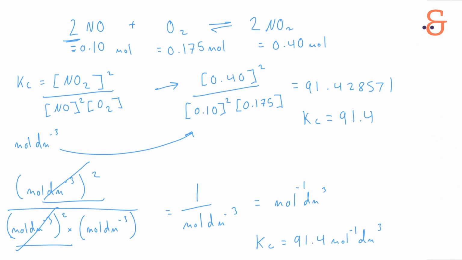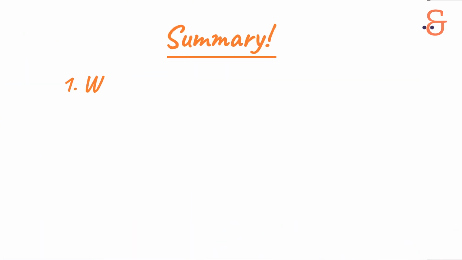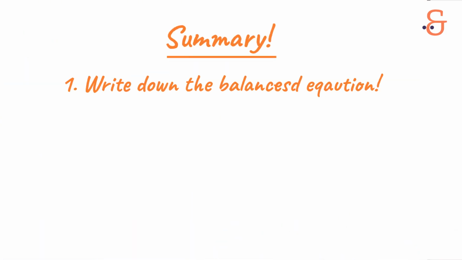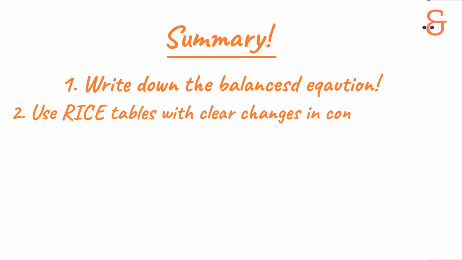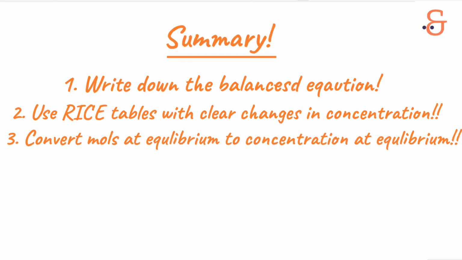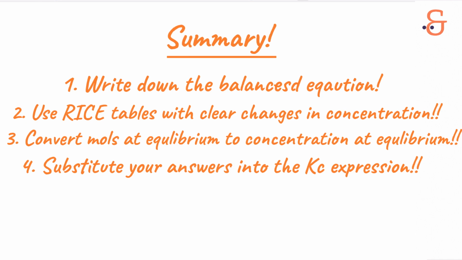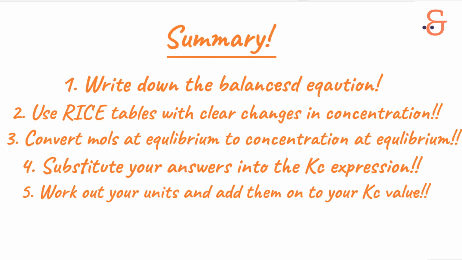So let's look at a quick summary just to solidify what we've learned today. So for the summary, the first thing that you want to do is write out the balanced equation on your page. Then what you want to do is use Rice tables with clear changes in concentration, and remember to use stoichiometry to show how the concentration of the reactants changes. Thirdly, what you need to do is convert equilibrium moles to concentrations by dividing by the volume, which in our case was 4 decimeters cubed. Fourthly, what you want to do is substitute your answers into the Kc expression and calculate Kc. Lastly, what you want to do is calculate your units and then add them onto your Kc value.